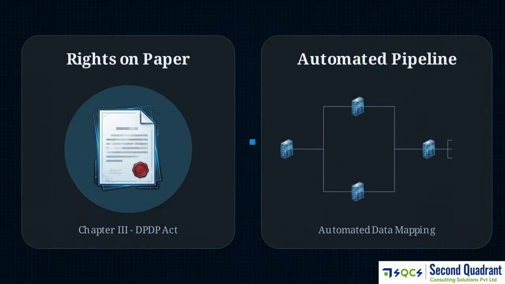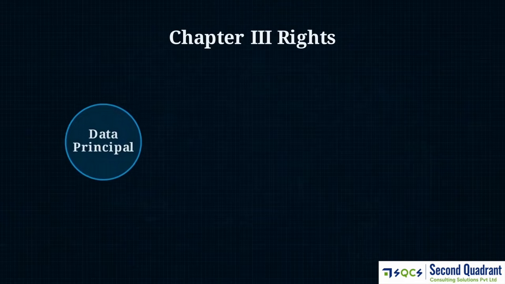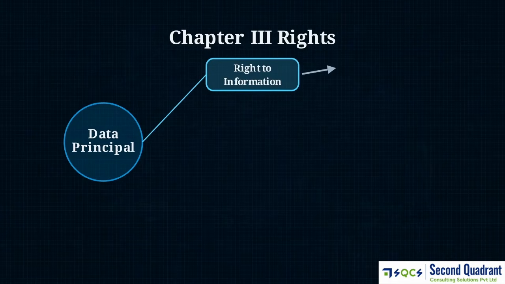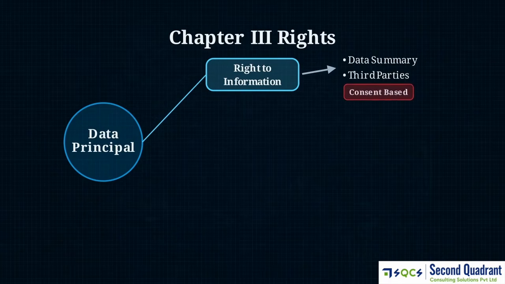Ultimately, legal rights that exist only on paper are meaningless without a fully mapped, heavily automated back-end pipeline ready to execute them on command. Chapter 3 of the Act houses 5 distinct rights. In this diagram, we start with the data principal at the center. First is the right to information. Users can demand a clear summary of processed data and third-party identities. This specific right applies to data processed on the basis of consent.